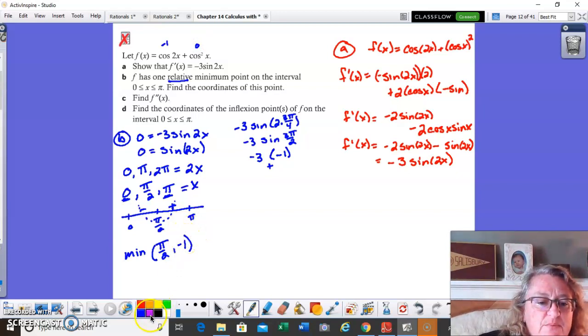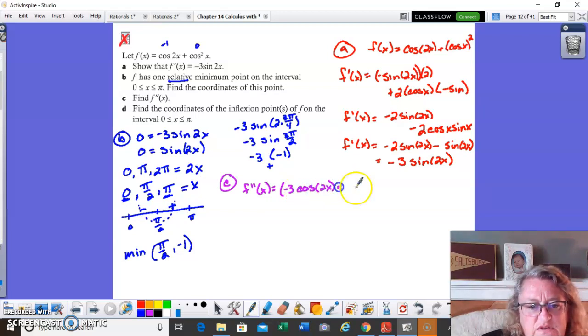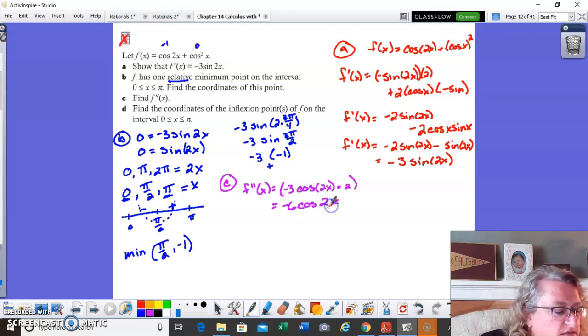Part C says find the second derivative. Let's go back and look at this first derivative. For the second derivative, I've got to do the chain rule again. It will be -3 times the derivative of sine, which is cosine of 2x, times the derivative of 2x, which is 2. So that gets me -6 cosine of 2x.